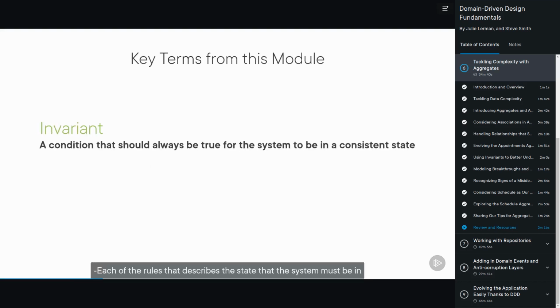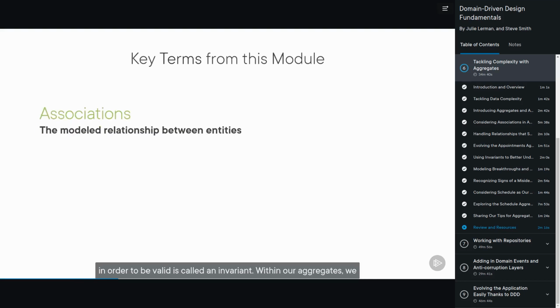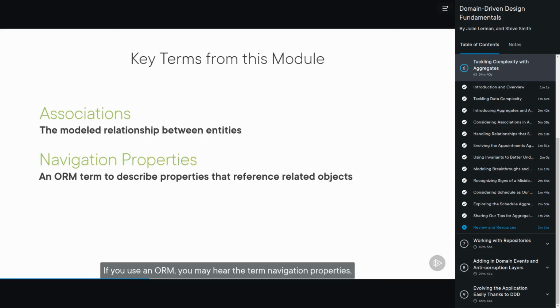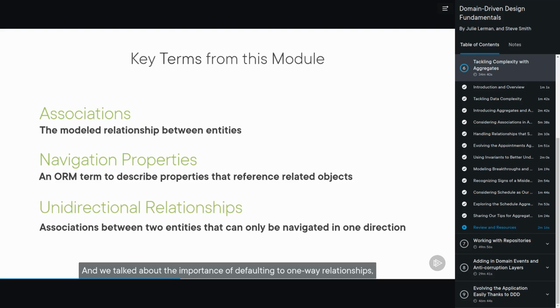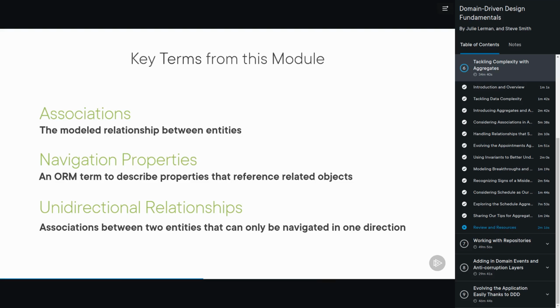Each of the rules that describes the state that the system must be in order to be valid is called an invariant. Within our aggregates, we have objects that are related to one another. In DDD, we refer to these relationships as associations. If you use an ORM, you may hear the term navigation properties, which refers to those properties that reference the related objects in the model. And we talked about the importance of defaulting to one-way relationships, which we also refer to as unidirectional relationships.